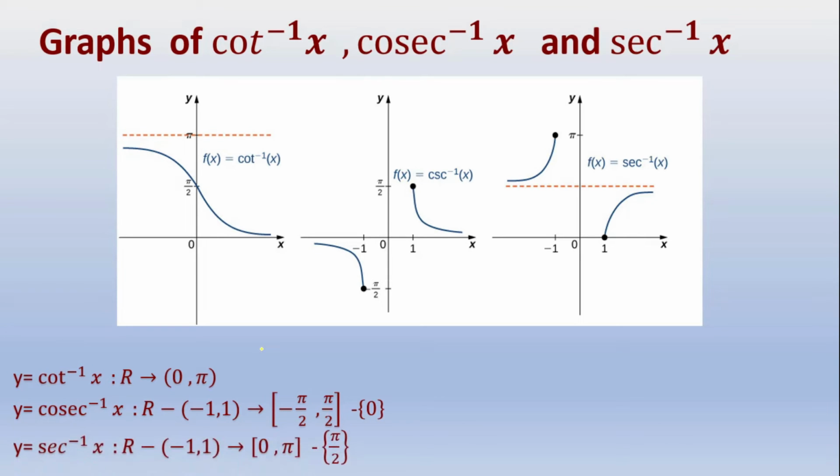The same way, a function y equals sec inverse x can be defined as R minus (-1, 1). That means the domain will be all the real numbers except the values from -1 to 1, and the range will be 0 to pi except pi/2.